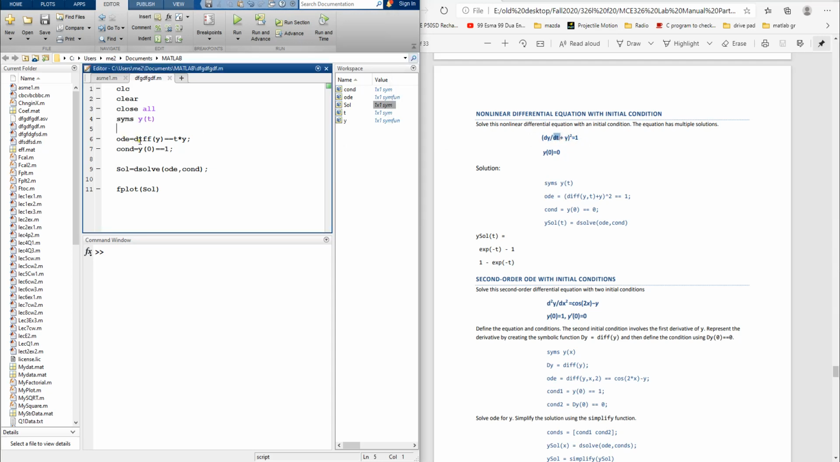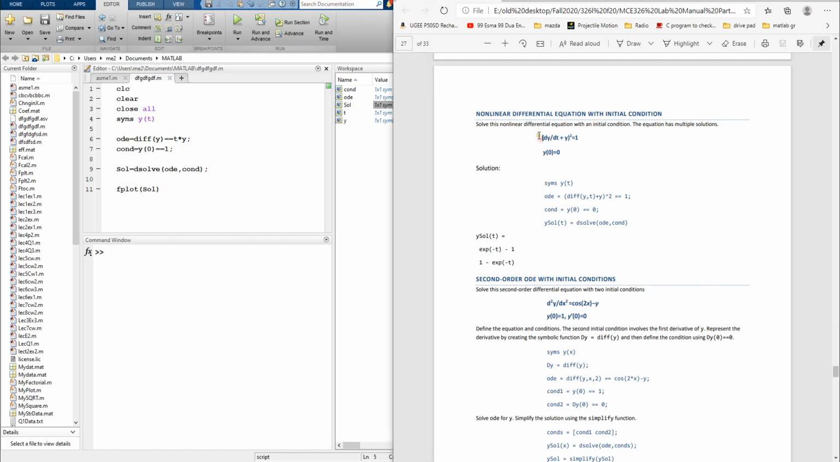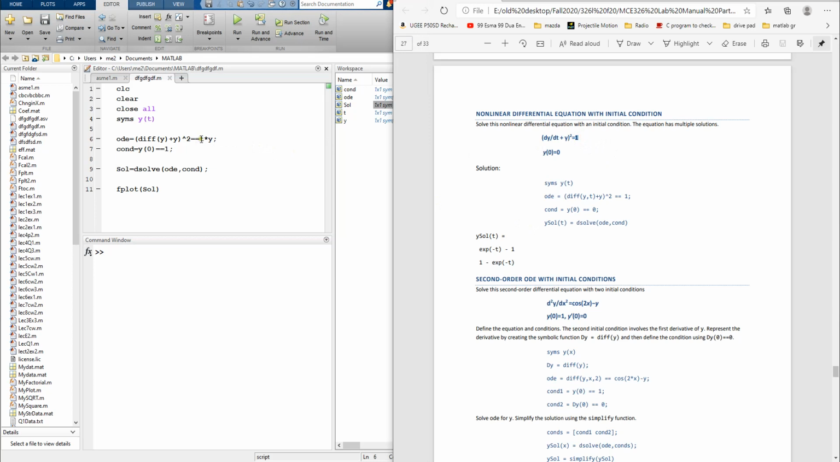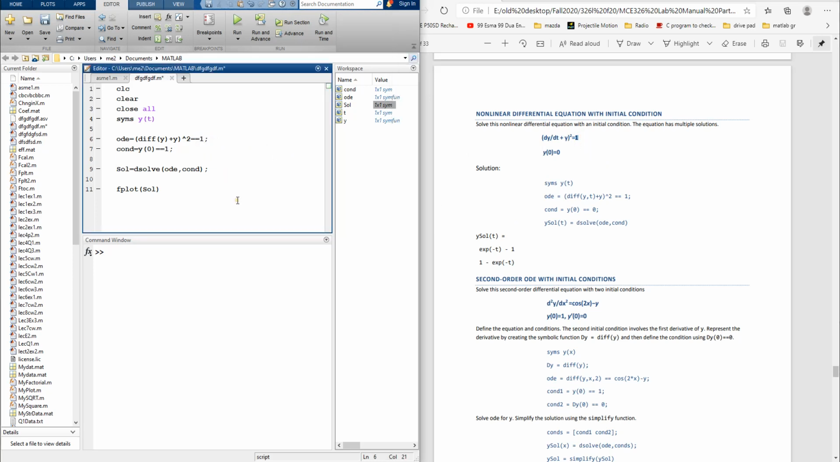ODE equal to what? We want to write this. It is dy over dt, which is the differential of y, diff of y, plus y, all of them to the power 2. So this is to the power 2 like this. Equal to what? Equal to 1. The right side is 1. Now, this is the ODE.